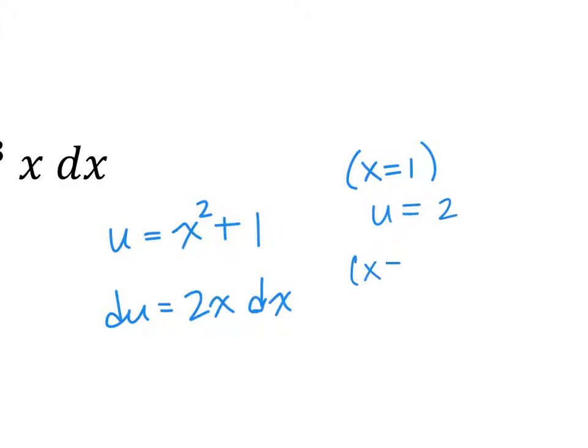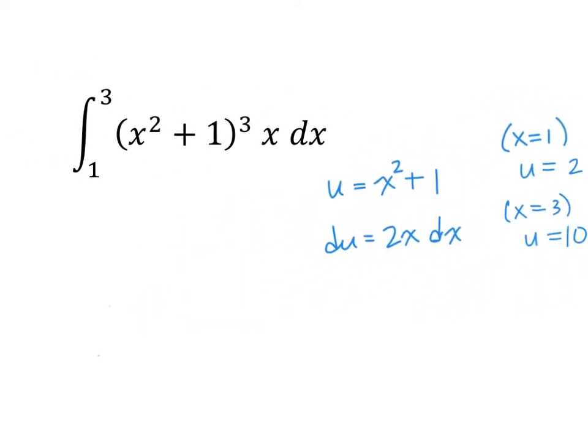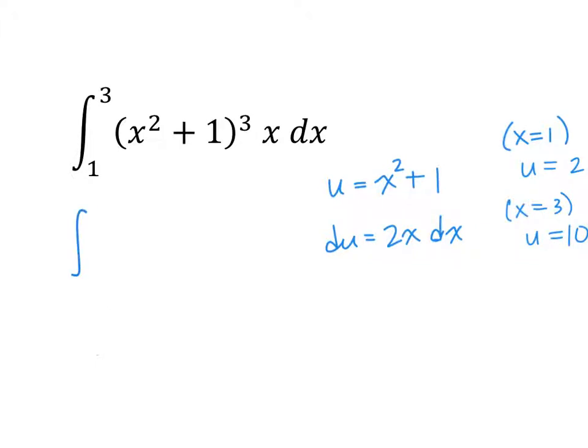Okay, the upper limit is x equals 3. So when x is 3, what number is u? 10. Okay, so when we evaluate this in u, this whole integral changes from 2 to 10. So it was 1 to 3 when it's in x. It's 2 to 10 when it's in u. Okay? Okay, so let's write this integral.